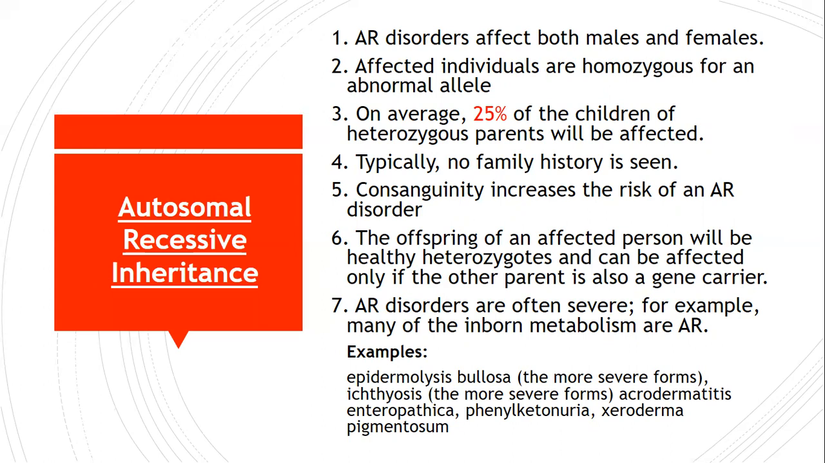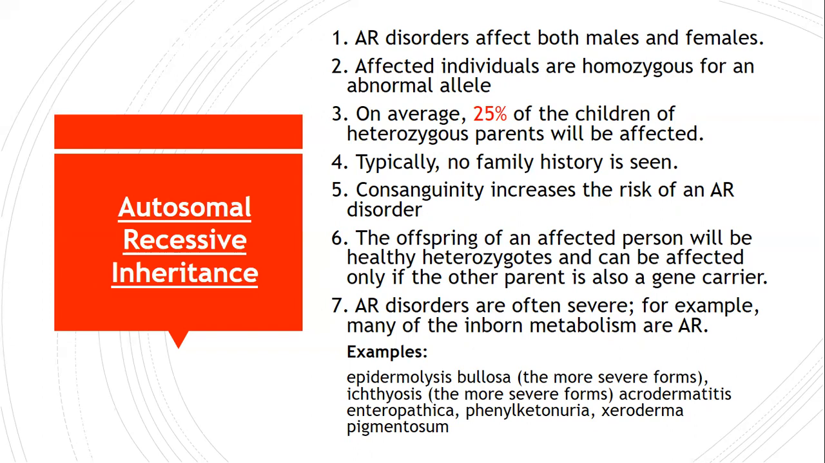On average, 25% of the children of heterozygous parents will be affected. So the parents definitely are not manifesting the disorder. They will be heterozygous, carrying one abnormal gene and one dominant gene, which is suppressing a particular phenotypic abnormality. So this is seen in both the parents, in mother and father.